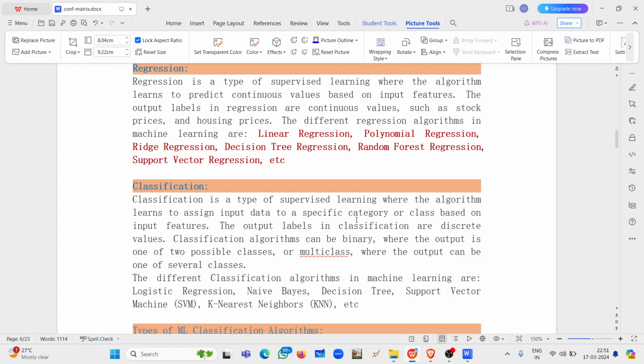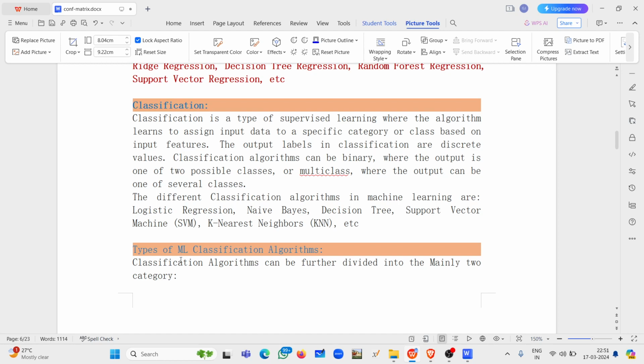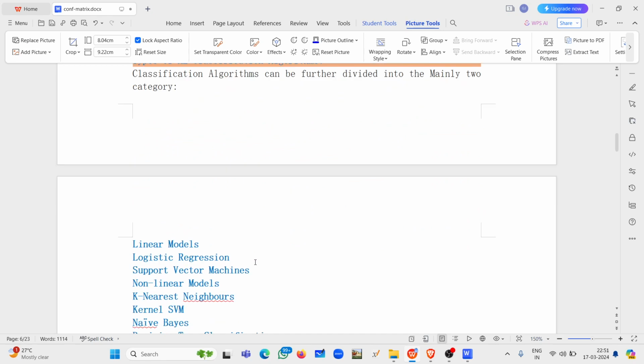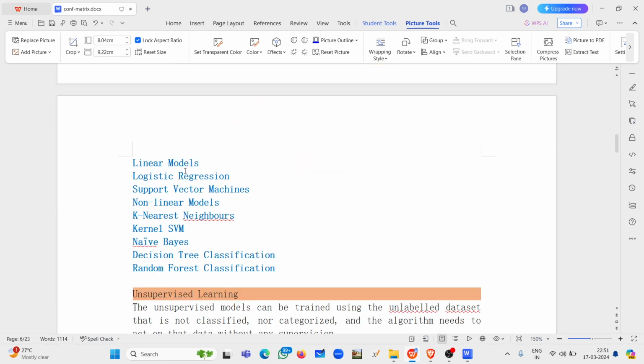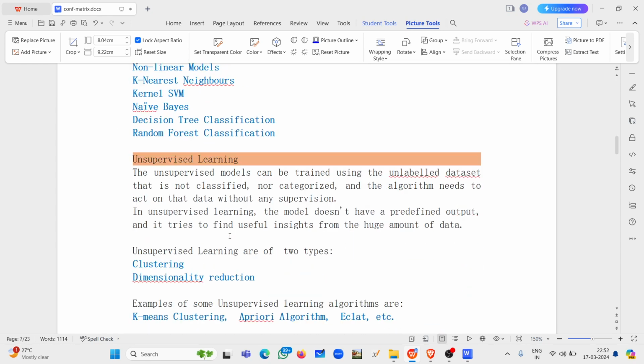The different classification algorithms in machine learning are logistic regression, naive Bayes, decision tree, support vector machine (SVM), and k nearest neighbor (KNN). So these are the different types. Now what are the different types of machine learning classification algorithms? Broadly, we can see these: linear models such as logistic regression and support vector machines, and non-linear models such as k nearest neighbor, SVM, naive Bayes, decision tree, and random forest classification.